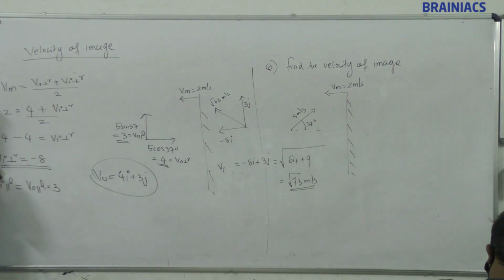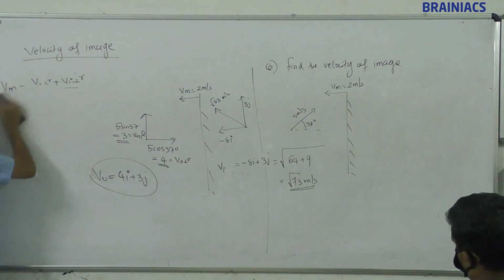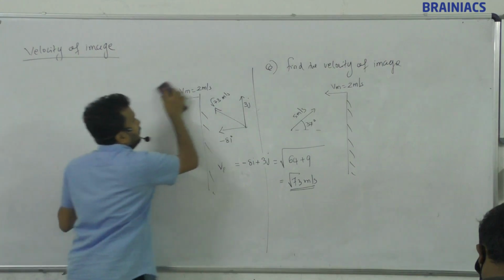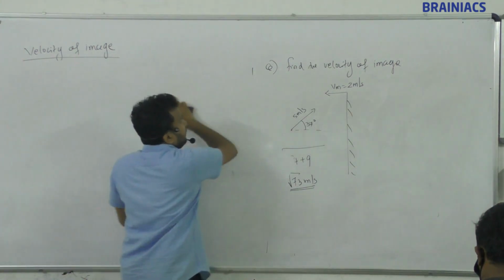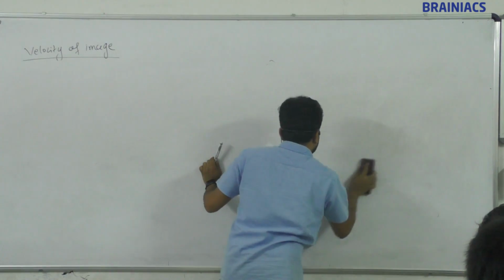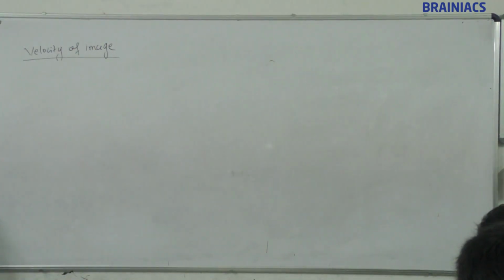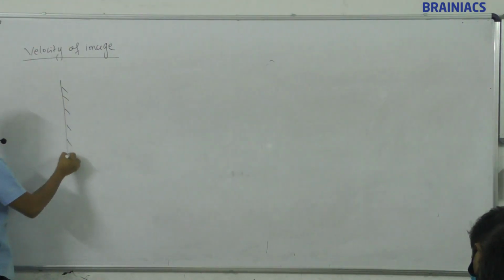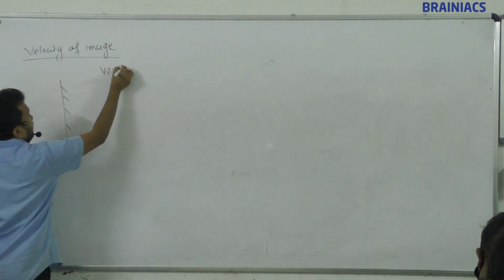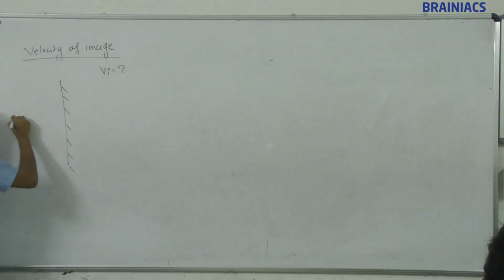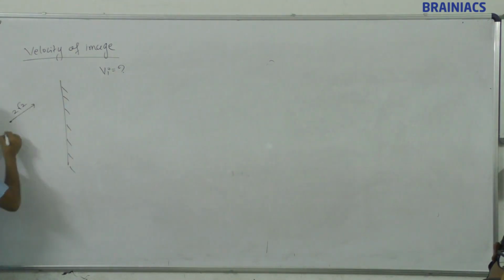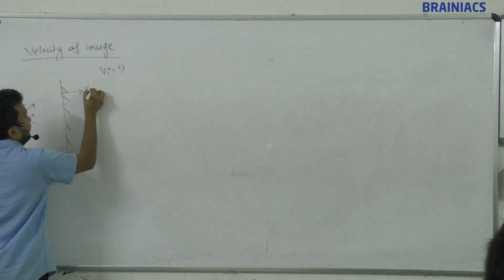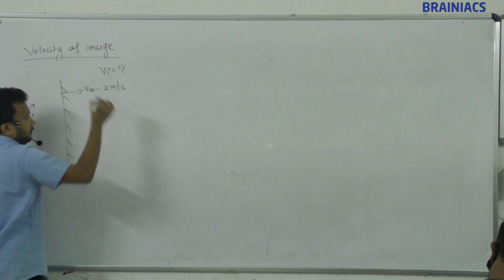Understood? Can you do one question? Find the velocity of image. Take your time, do it slowly. Understand. Find the velocity of image. The object is moving at a speed of 2√2 meter per second at 45 degrees. The mirror is moving with a speed of 2 meter per second.